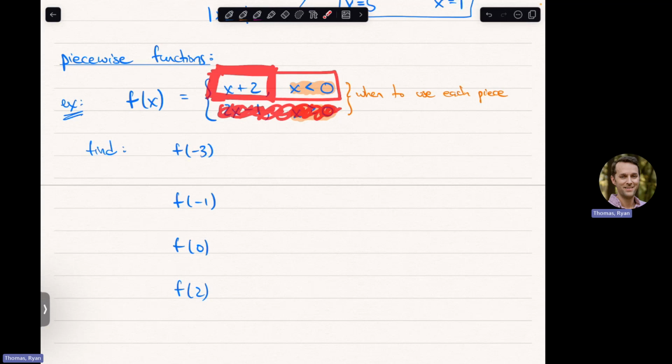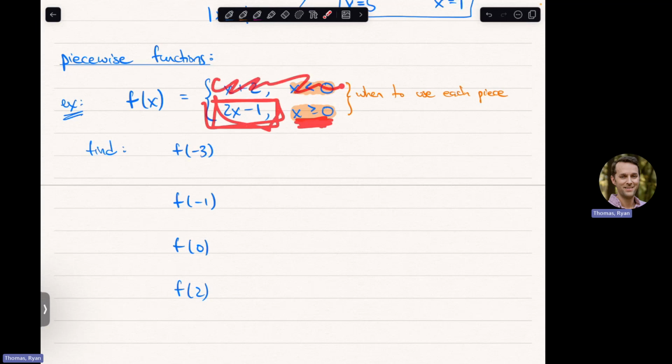Much like, I don't really care how the tax bracket works for someone who makes $10 million a year, because I don't make $10 million a year. So it doesn't apply to me, right? So I follow the rule that applies to me. It's the same idea here. On the other hand, if x is bigger than or equal to 0, we use this piece and we ignore the other one.